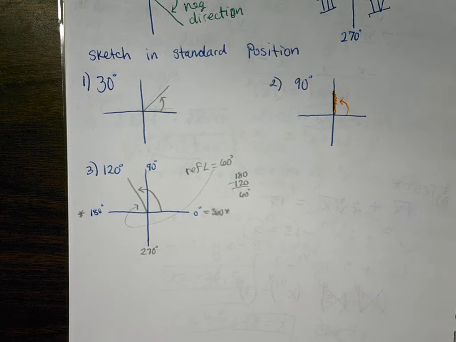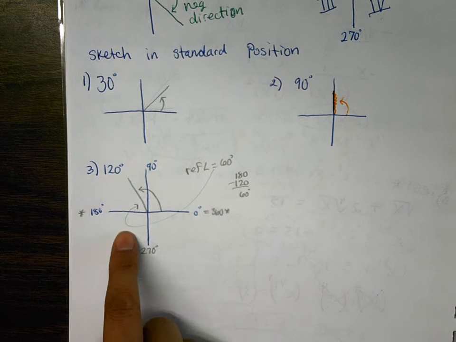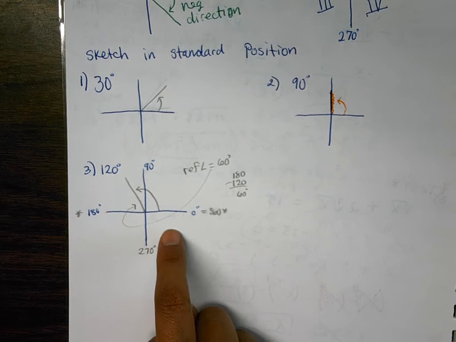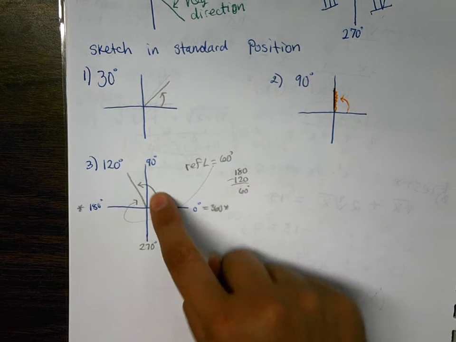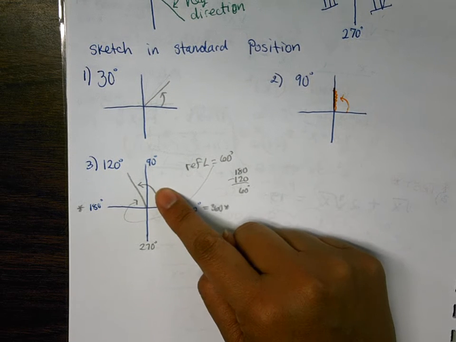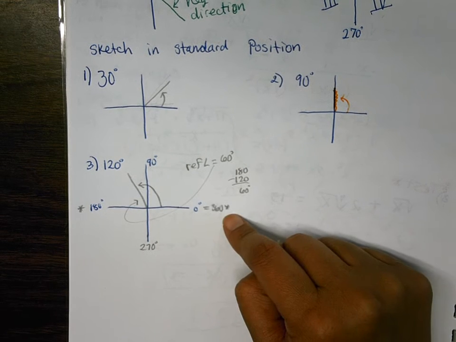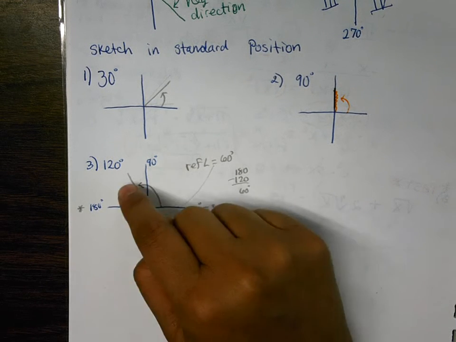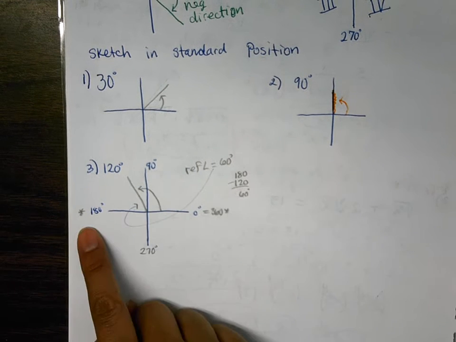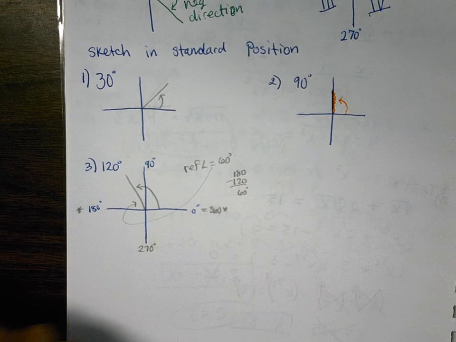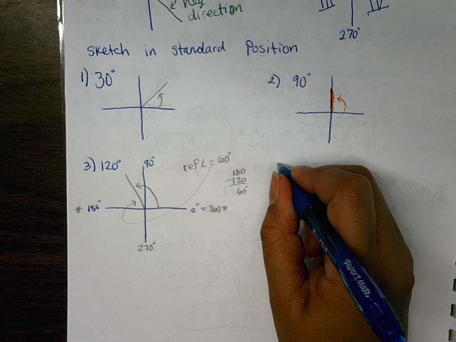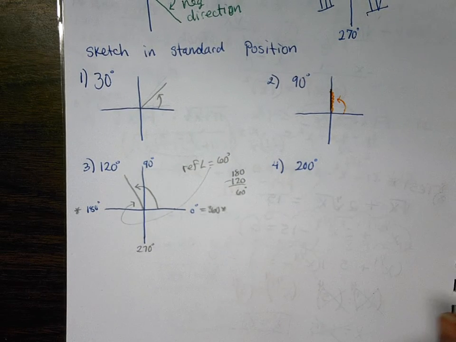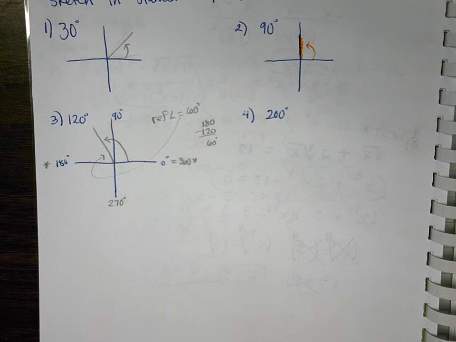How do we know not to subtract from the 360? It depends on which quadrant you're in. If you're in these two quadrants, you're going to use the 180. You would only use the 360 if you're in quadrant 3, or you went all the way around and you're back in quadrant 1. So 1 and 4, you use the 360. Did I say it right? 2 and 3, you use the 180. Okay? All right, number 4, 200 degrees.